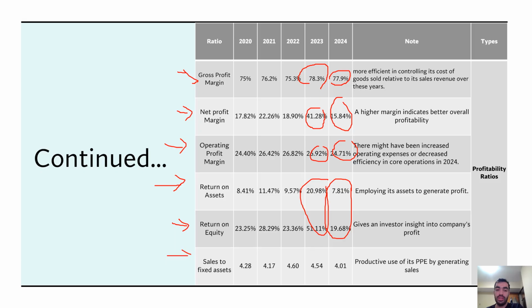And the final is sales to fixed assets, relatively stable between 4.01 and 4.60, with a slight decline in 2024. It is suggesting consistent fixed asset utilization. So this was all about the financial analysis of Johnson & Johnson.